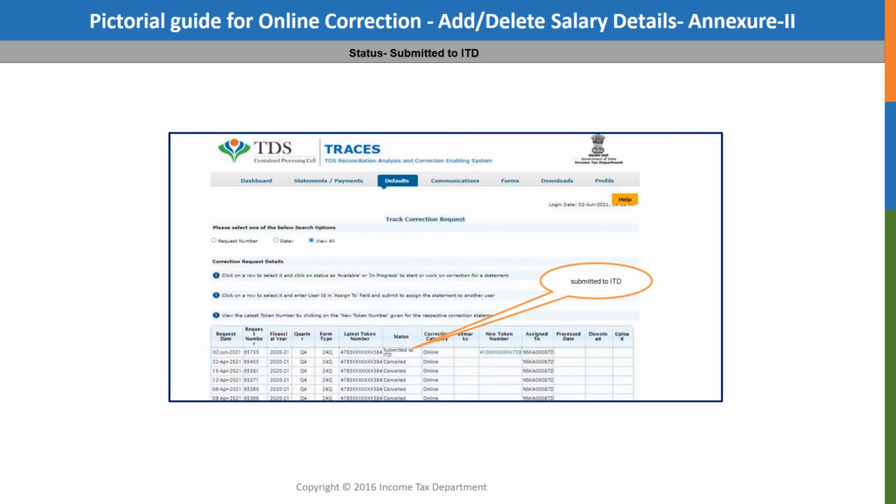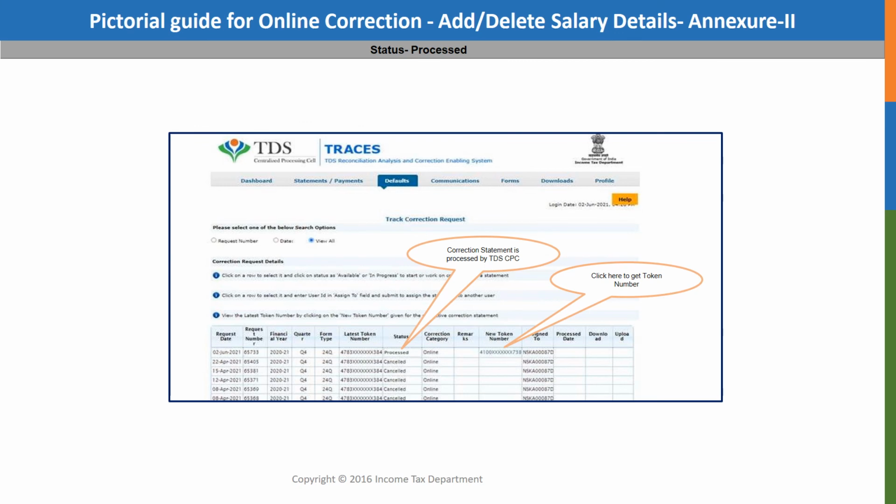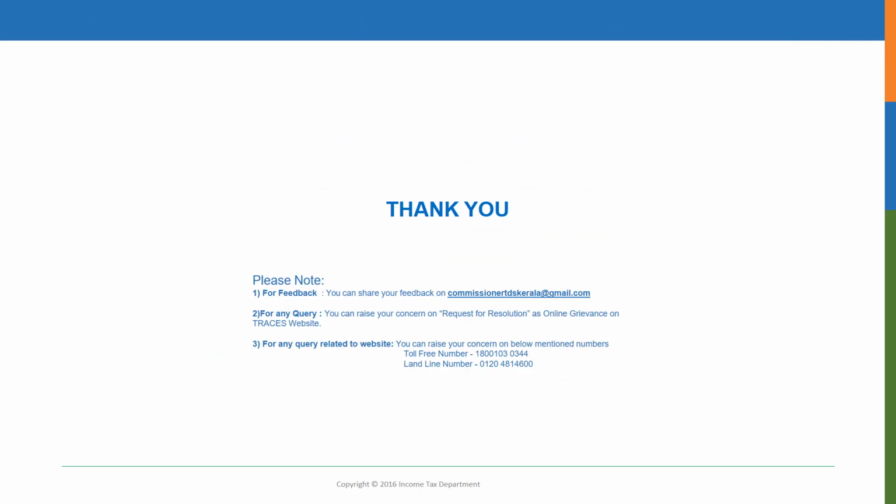You may check the status of your correction request using the Track Correction Request Status in the Defaults tab. After submission of the correction request, the status will be shown as Submitted to ITD. Once the statement is processed, the status will change to Processed, which indicates that the correction is complete. Now to get the token number, click on the hyperlink in the field New Token Number and note this down for future reference.